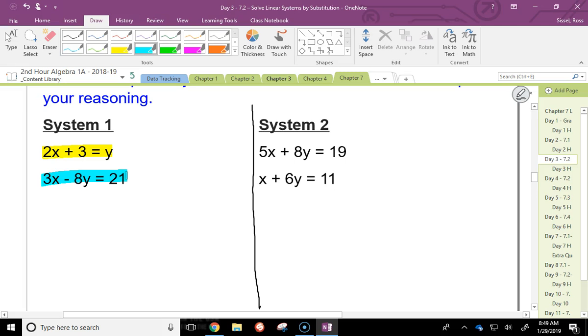Which equation and which variable should I solve for? Should I solve for x in 2x plus 3 equals y? Should I solve for y in this one? Should I solve for x in 3x minus 8y equals 21, or solve for y? Which one do you think would be my best decision? The very first one's already solved for us, so why am I going to do extra work?